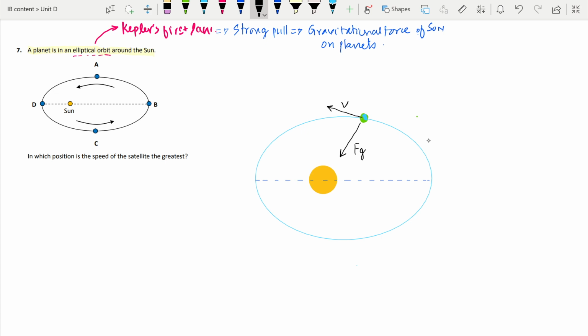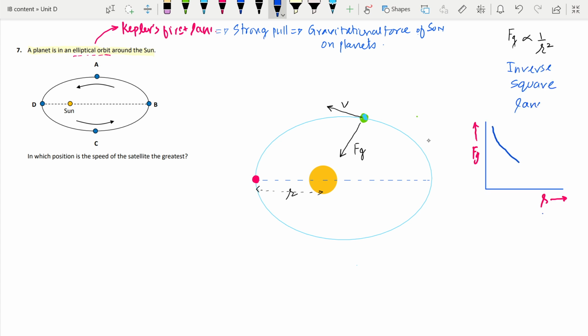Anyways, if you see, there is only one position where the planet is closest to the sun, and that you can identify very easily. That is obviously at this position where the planet is closest. Why? Because the distance from the center is smallest, and according to Newton's law of gravitation, the force is inversely proportional to the distance square, which we also call the inverse square law.